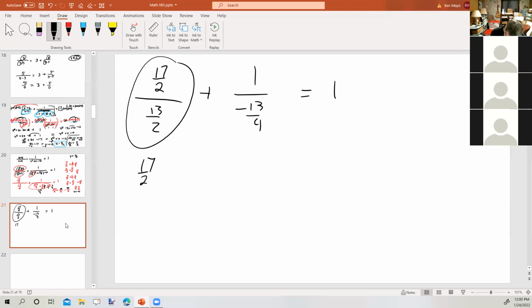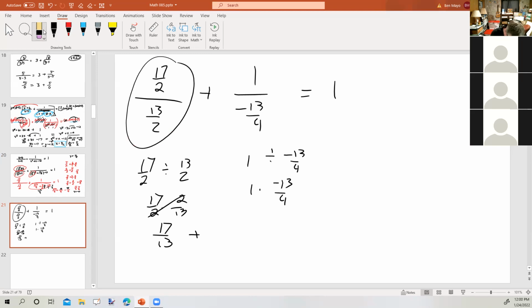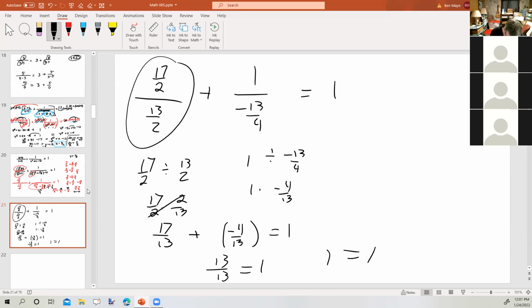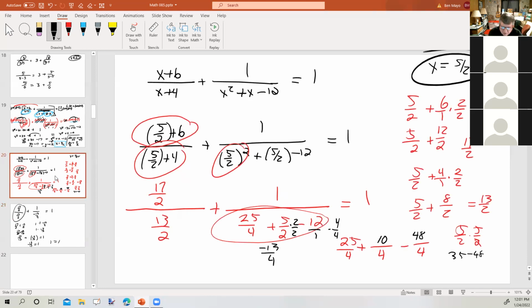Well, this 17 halves divided by 13 halves is 17 halves times 2 thirteenths, which is 17 thirteenths. Plus 1 divided by negative 13 fourths is 1 times negative 13 fourths. Oh, excuse me, wrong. It is 1 times negative 4 thirteenths. So plus negative 4 thirteenths equals 1. What's 17 plus negative 4? 13 thirteenths, 1 equals 1. After all that, it checks. It took just as long to check your work as it did to get the answer, didn't it? Well, I don't know about you, but if I'm going to cross a bridge, I'd be happy to know that the engineers that built it checked their calculations before I drove across it. Just saying.